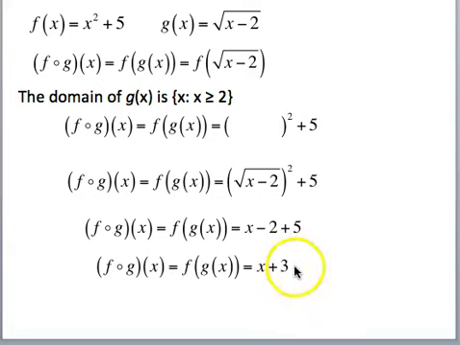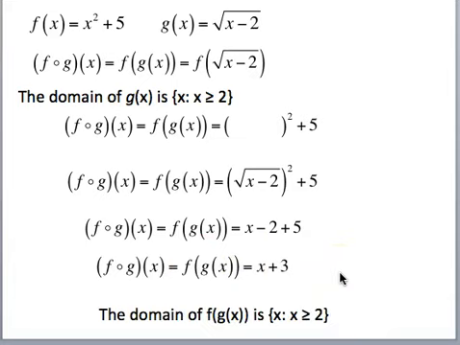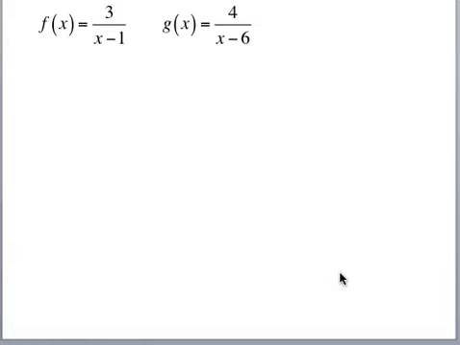Well, looking at this, you'd think the domain is everything, but it's not, because you cannot plug a number into the original function that is smaller than 2. So even though this version, x plus 3, would be okay for everything, the domain of f of g of x must be restricted. It must be restricted to the domain of the inside function. Therefore, the only numbers that are fair to plug into this function are the numbers that are greater than or equal to 2.